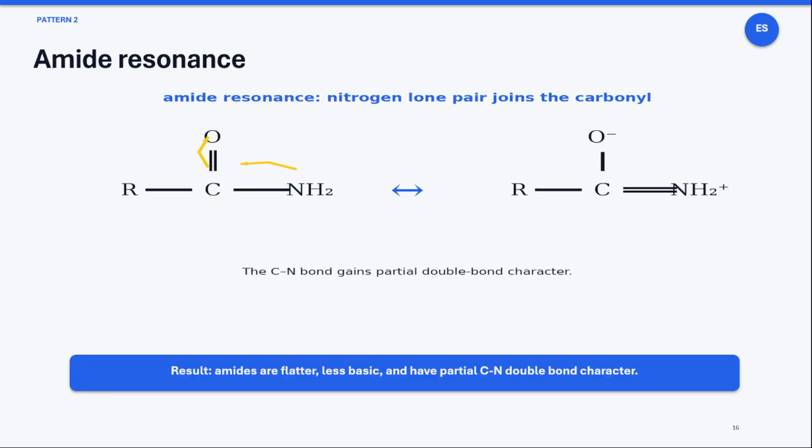Slide 16. Amide resonance is another important pattern. In an amide, nitrogen has a lone pair next to a carbonyl. That lone pair can donate into the carbonyl system. The nitrogen lone pair forms a pi bond to the carbonyl carbon, and the carbon-oxygen pi bond moves onto oxygen. Because of this resonance, the carbon-nitrogen bond has partial double bond character. That is why amides are flatter and less basic than normal amines. The nitrogen lone pair is partly involved in resonance, so it is not fully available to grab a proton.